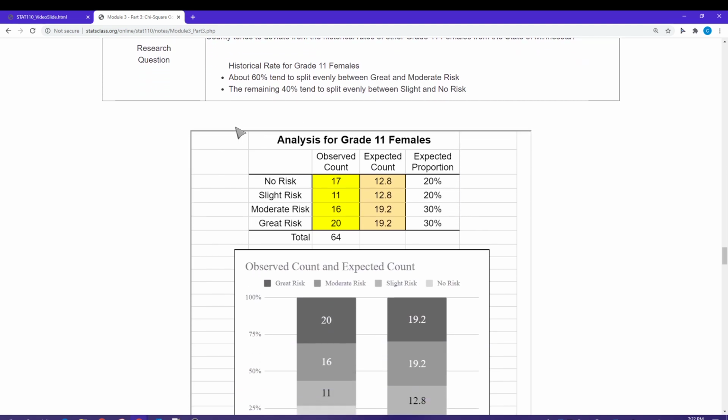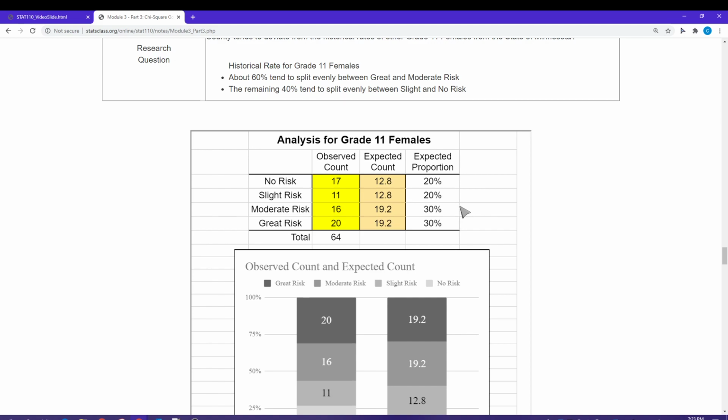In order to conduct a chi-square goodness of fit test, I need to give you what the data values need to be compared against. Here those historical rates are about 60% tend to split evenly between great and moderate risk. So that would be 30% in each of those categories. And the remaining 40% tend to split evenly between slight and no risk. So that would be 20% in each of those.